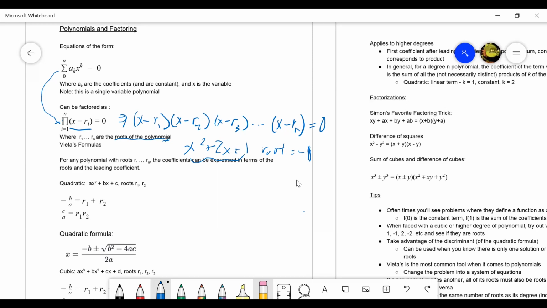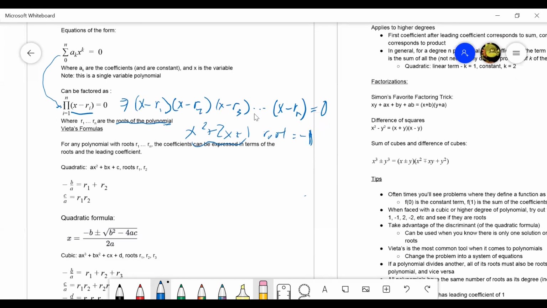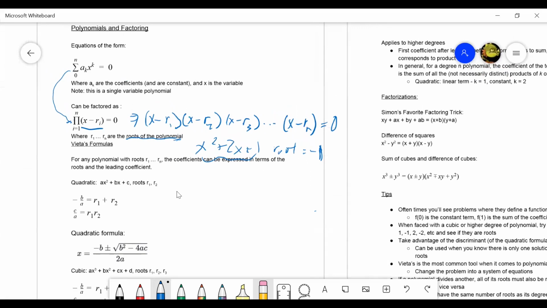So that's what the root of a polynomial will be referred to as. And sometimes you'll see it referred to as a solution of the polynomial, and that just means the same thing as the root. So that's kind of a key term to know if you aren't familiar with it already.